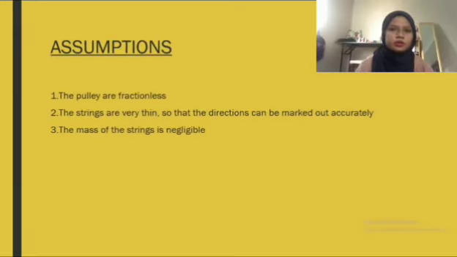For the assumptions: first, the pulleys are frictionless. Second, the strings are very thin, so that the direction can be marked out accurately. And the third, the last one, the mass of the string is negligible.